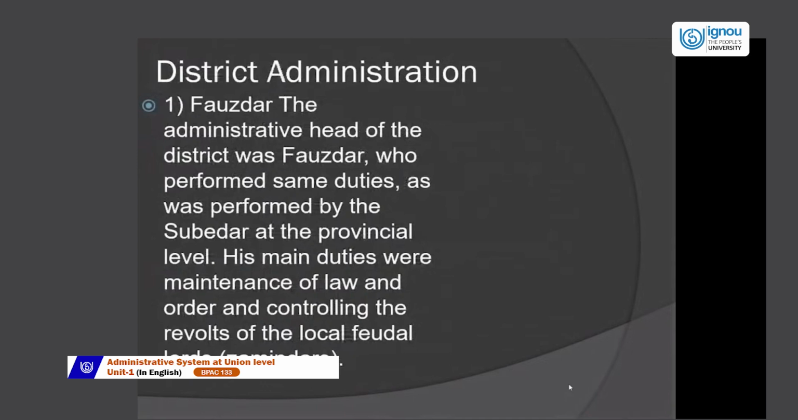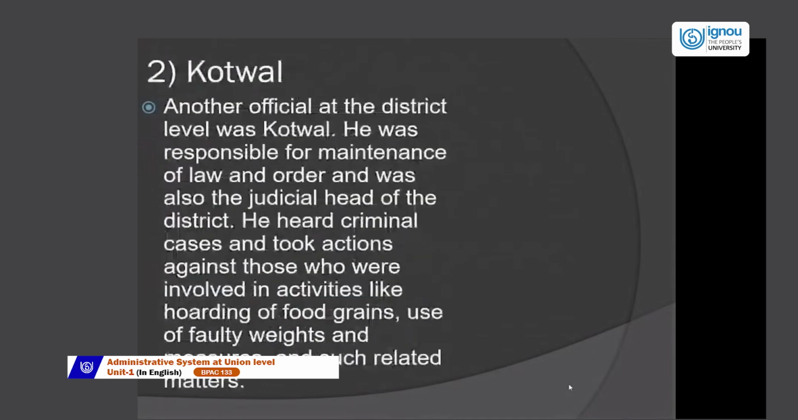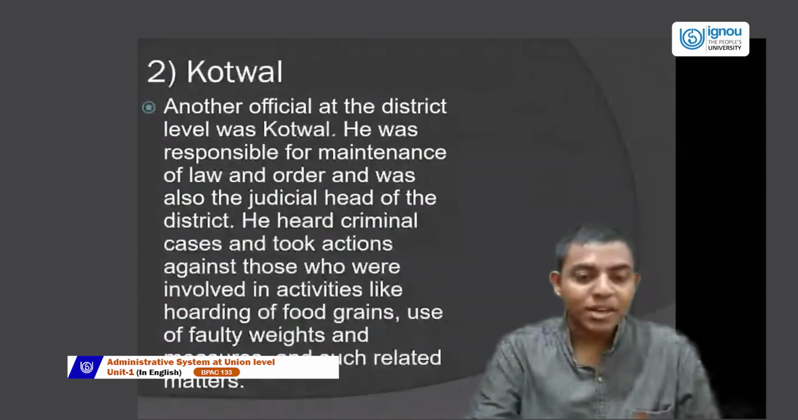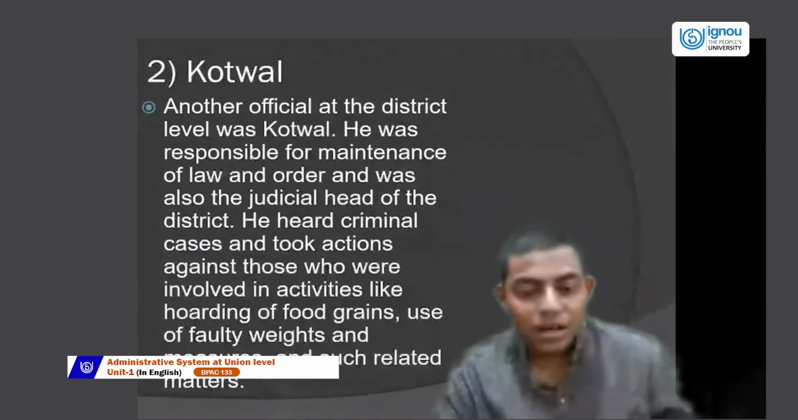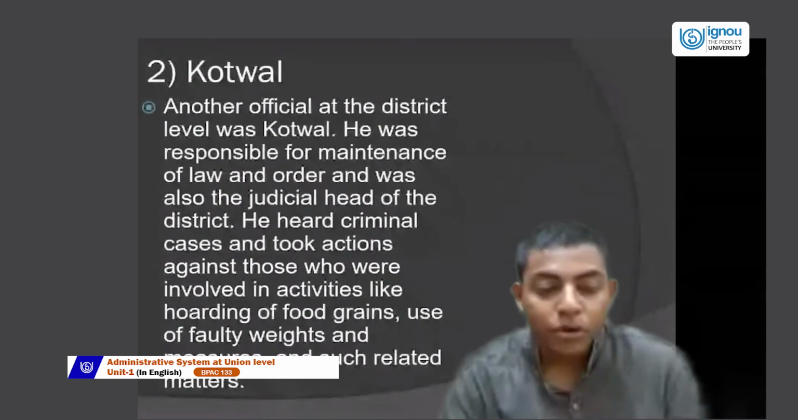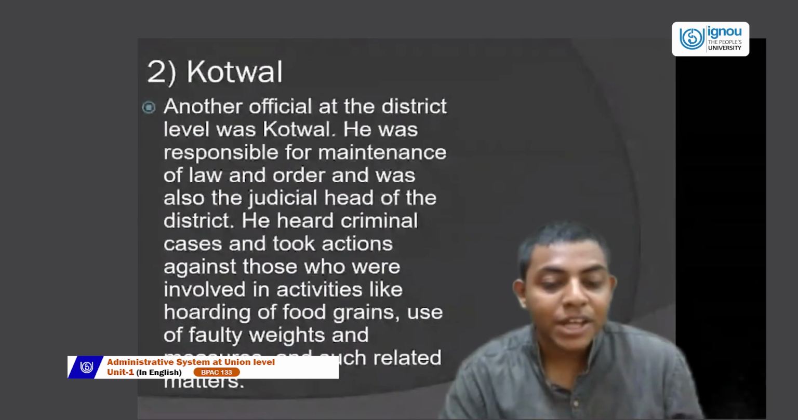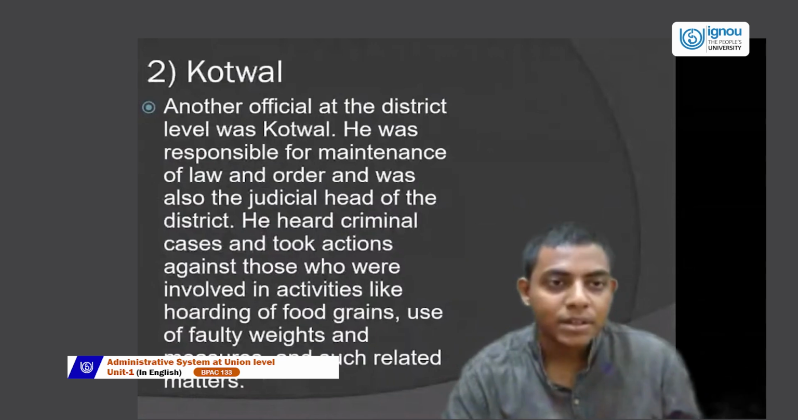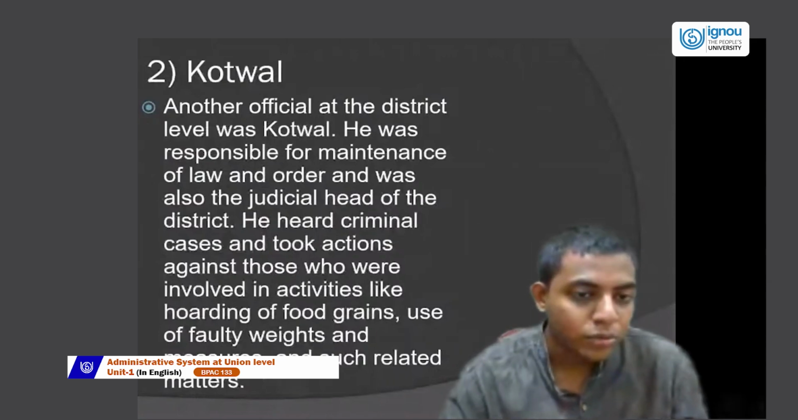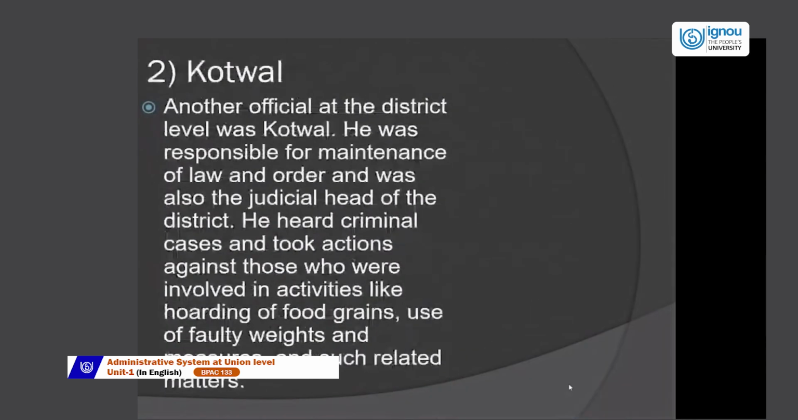And also at the district level, there was a Kotwal, who was responsible for maintenance of law and order and was also the judicial head of the district. So the Kotwal heard criminal cases also and took actions against those who were involved in activities like hoarding of food grain or using faulty weights and measures. So this was at the district level. There was a provincial level Kotwal and there was a district level Kotwal.